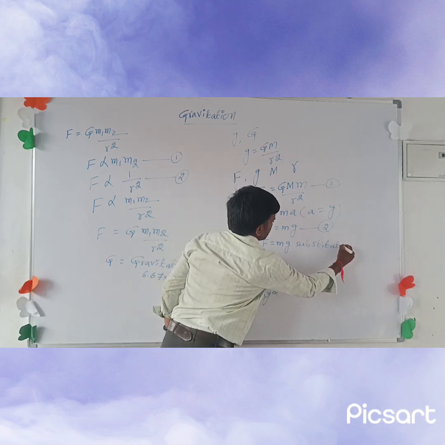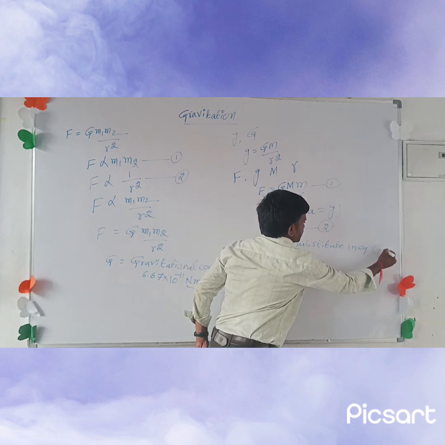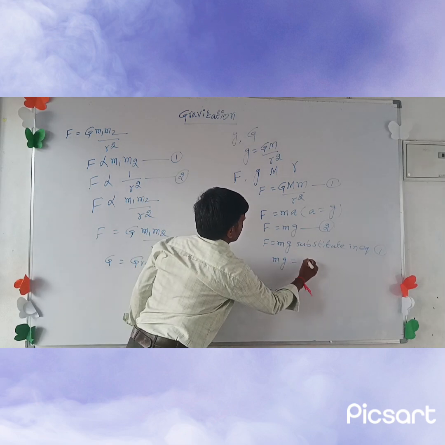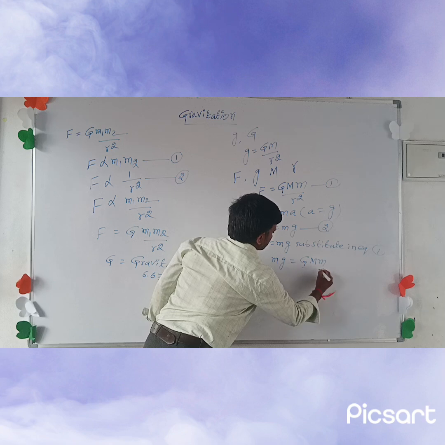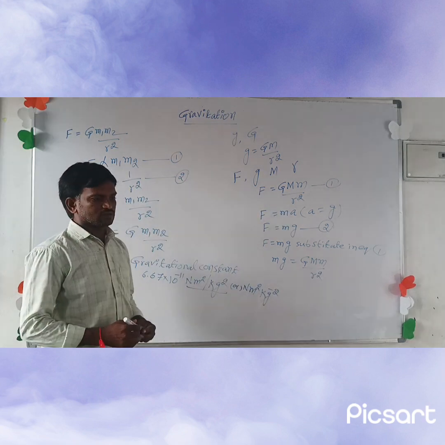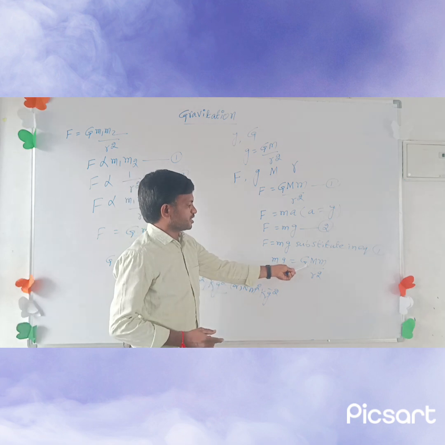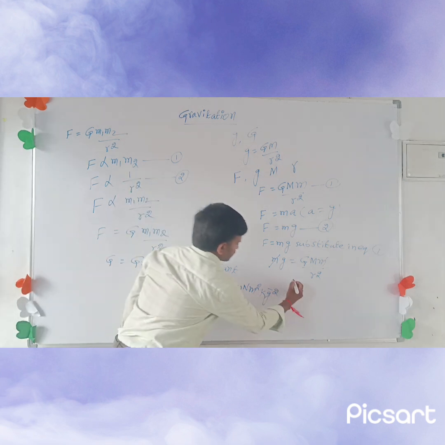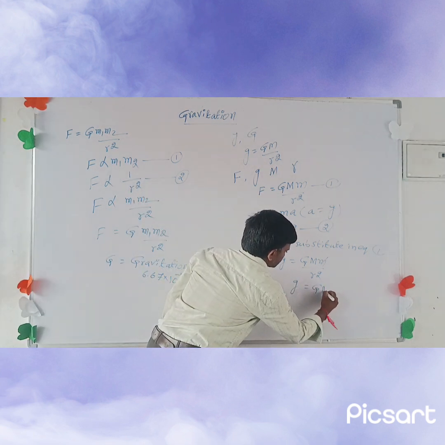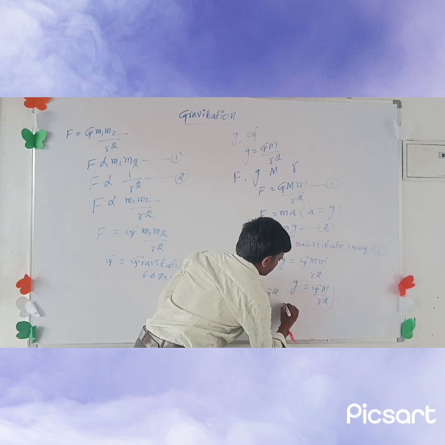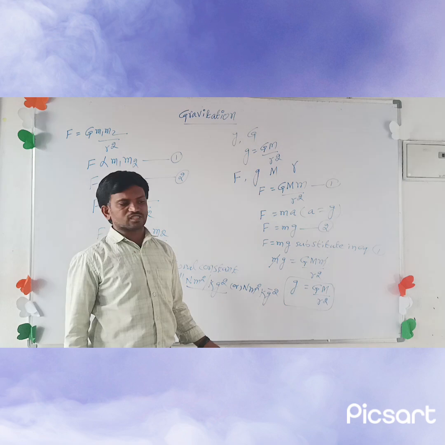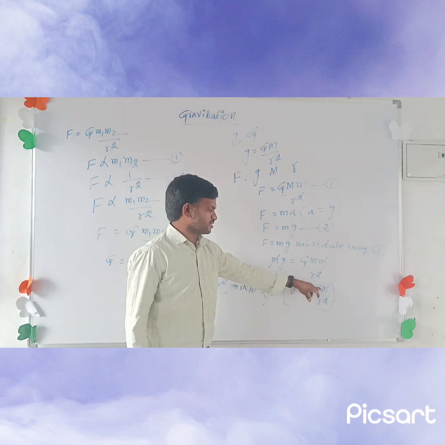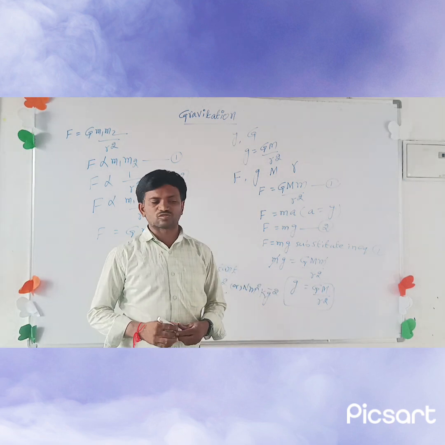Substitute in equation 1: F replaced by mg, so mg is equal to G into M m by R square. Small m will be cancelled. Small g equals GM by R square. This is the relationship between small g and capital G.